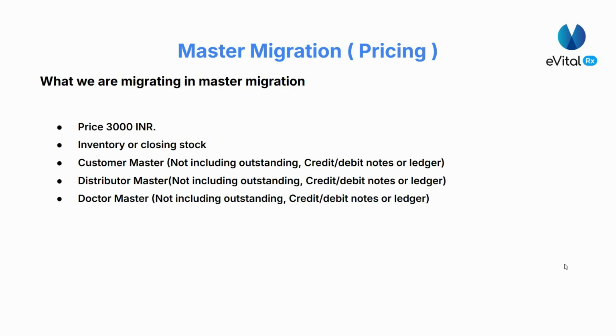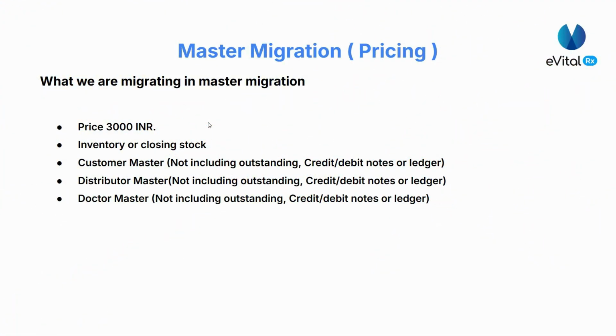Let's understand what is the difference between master migration and bill to bill migration. In master migration, we will migrate your whole inventory like batch, expiry, closing stock, MRP, PTR, HSN code, location, etc. Other than inventory, you will get customer master, distributor master and doctor master. Here, master means you can see all your customers, distributors and doctors in our listing page. We are not including outstanding, credit or debit notes, or ledgers of the customer and distributor.